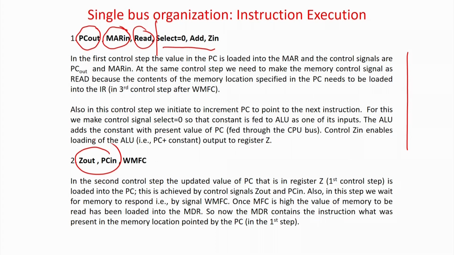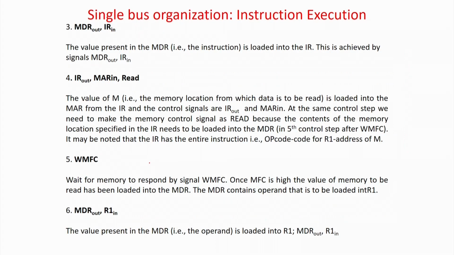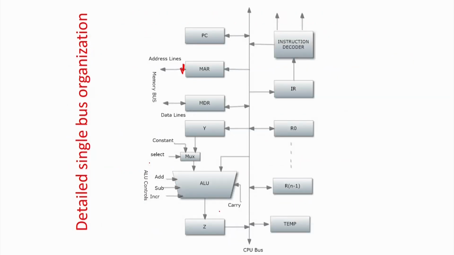That means the value of Z will go to the program counter via the bus, because of Z out and PC in, and we are waiting for WFMC. So, we are waiting till the memory says that I am ready, and whatever you asked in the first stage has been dumped to the memory buffer register. Revisiting again, in this stage you are making Z out, so the value of Z is over here. This is Z out, and PC is now becoming PC in. So, the incremented value of PC is going to this one by this path.